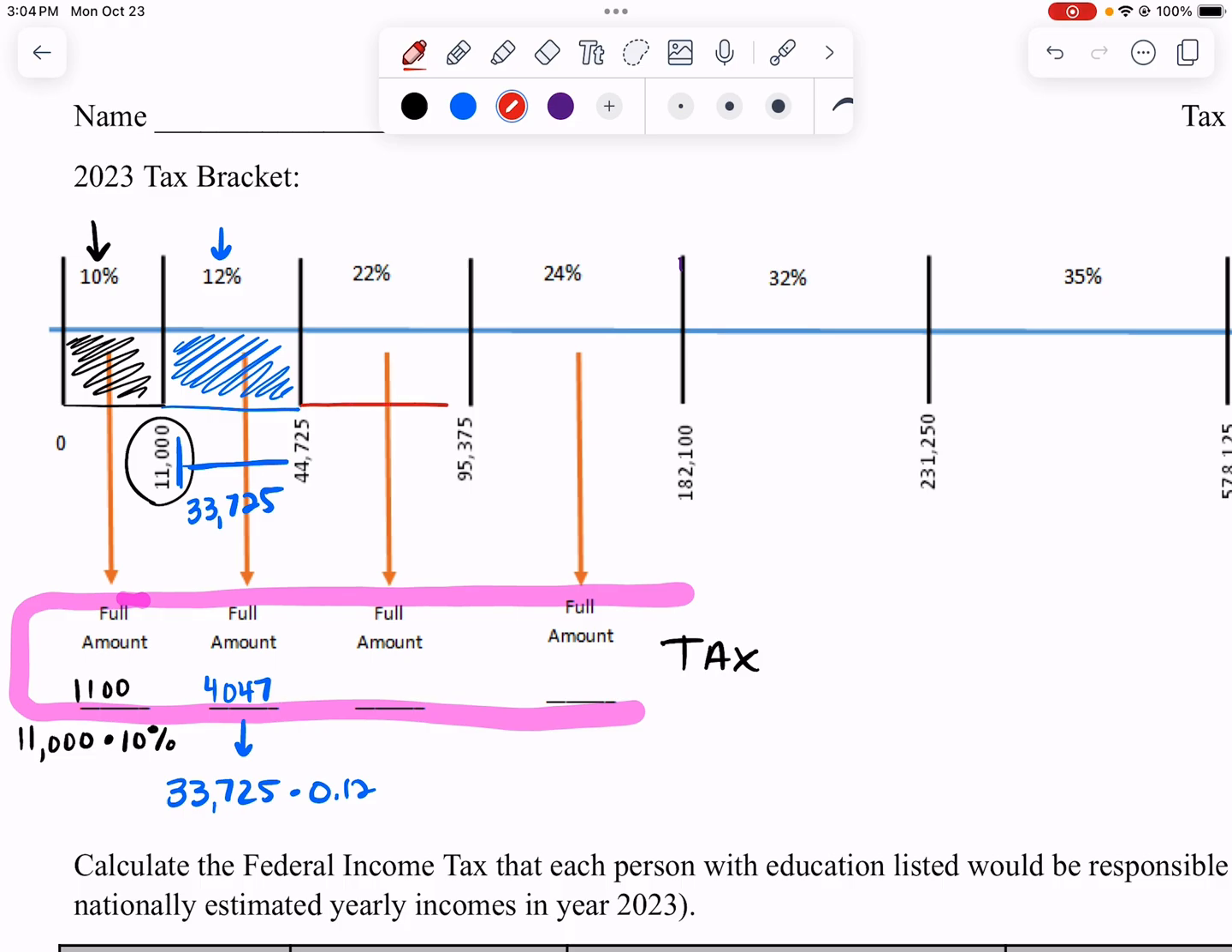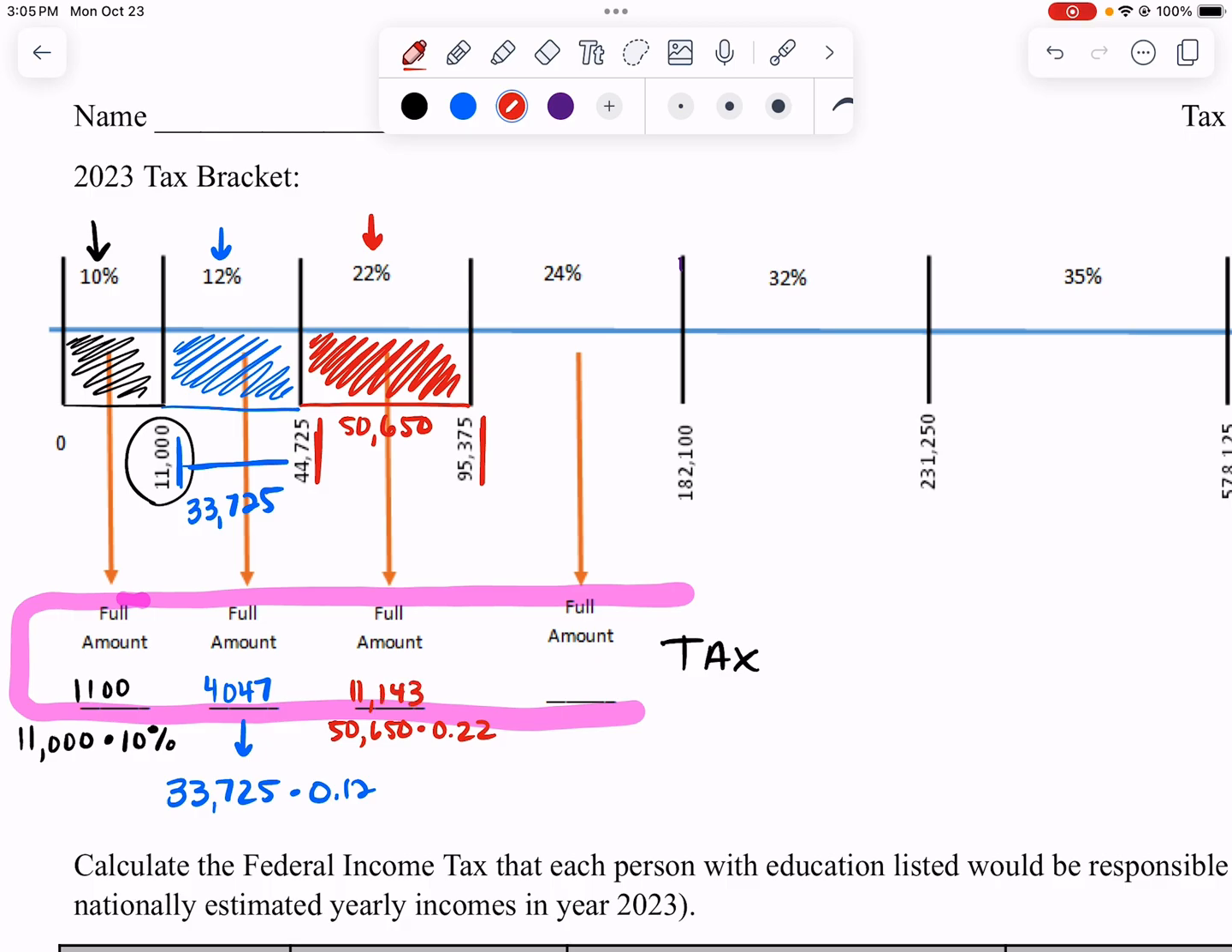You can continue this system. The third bucket is this bucket right here. It starts at $44,725 and ends at $95,375. If you subtract those two numbers, which I don't have at the top of my head, give me a second, that contains $50,650. If you were to fill up that bucket, you would pay 22% of that. So 50,650 times 22% gives you $11,143.